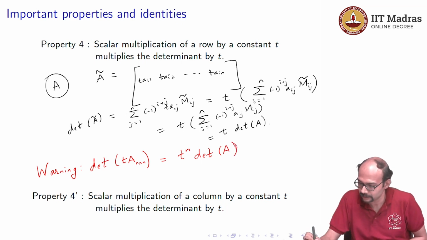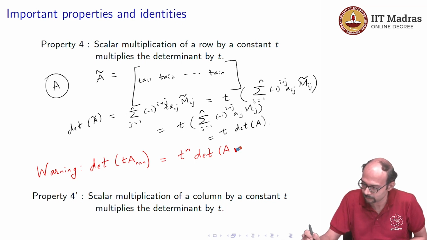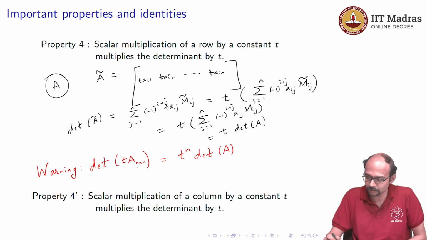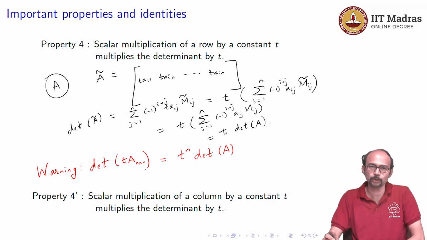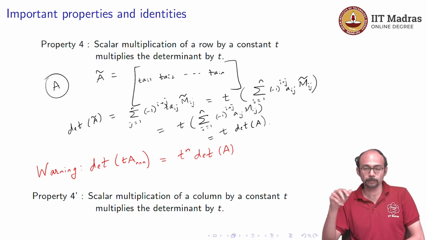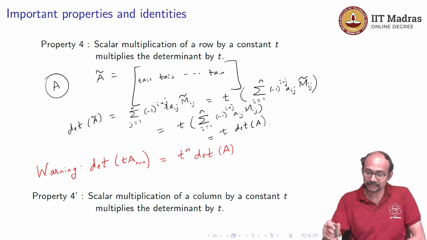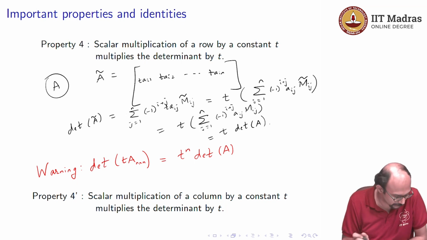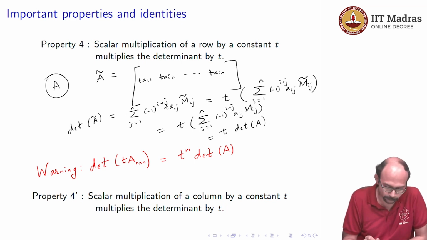Okay, where what is this n? This n is exactly the size of A, meaning the number of rows or number of columns in A. So t to the power n times determinant of A. You won't get t times determinant of A, right? So be careful of this property. It says if you multiply a row by a constant t, then that t comes out in the determinant. If you multiply the entire matrix by t, then t to the power n comes out of the determinant. This is something students often make mistakes with, so be careful with this.